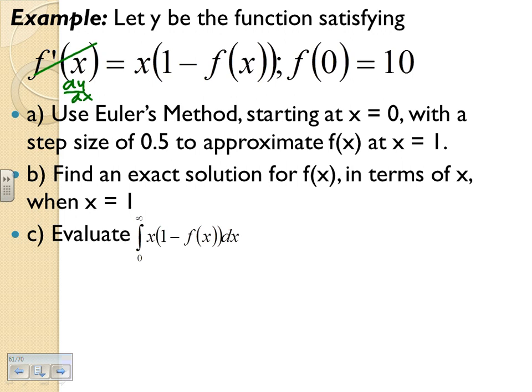Okay. So use Euler's method starting at 0. And what do I know f of 0 is? 10. Okay, with a step size of 0.5 to approximate it up to 1. So how many times am I going to have to do this? 2. Go do that.